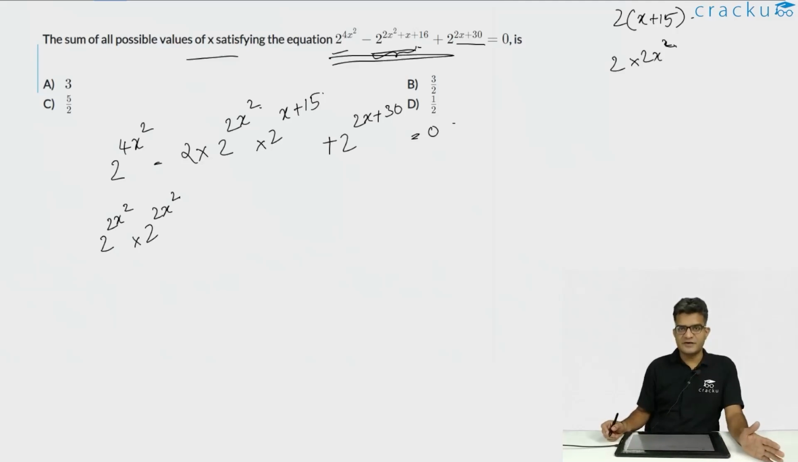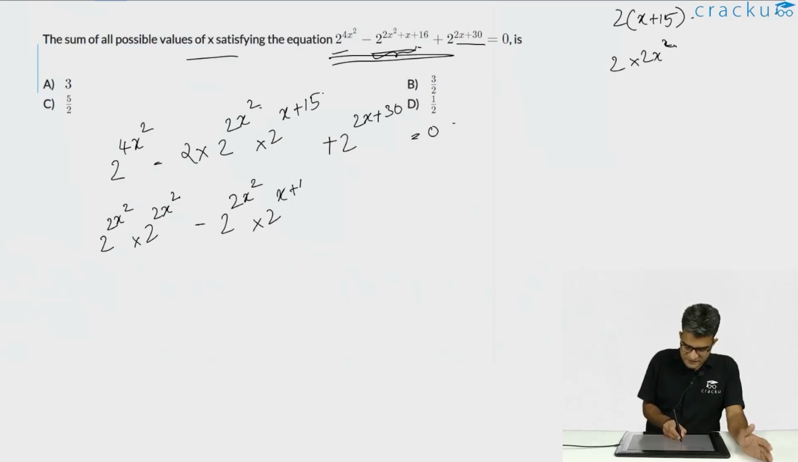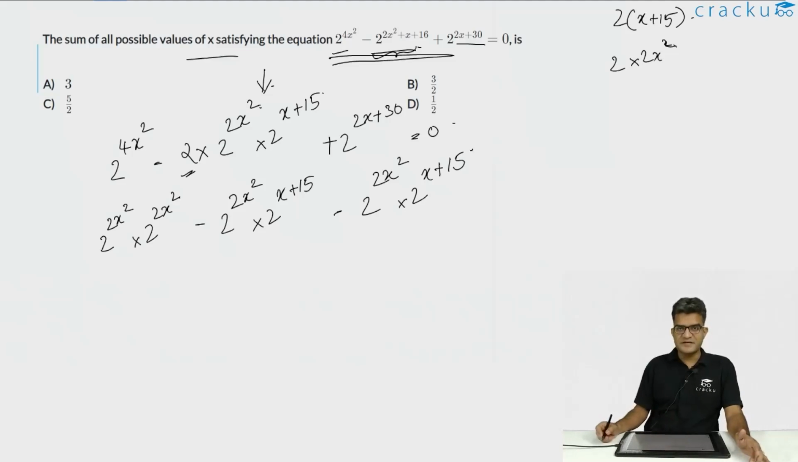That is the value of 2 to the power 4x square minus 2 to the power 2x square into 2 to the power x plus 15 minus 2 to the power 2x square into 2 to the power x plus 15. We have just written this number twice because we have 2 times that. Notice that this is x plus 16, which we have written, we have brought in 1, 2 out of the exponent, plus 2 to the power 2x plus 30. This is equal to 0.